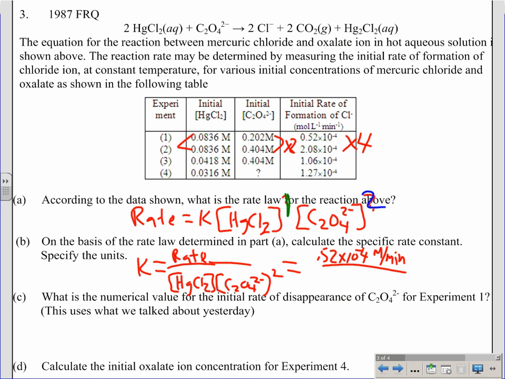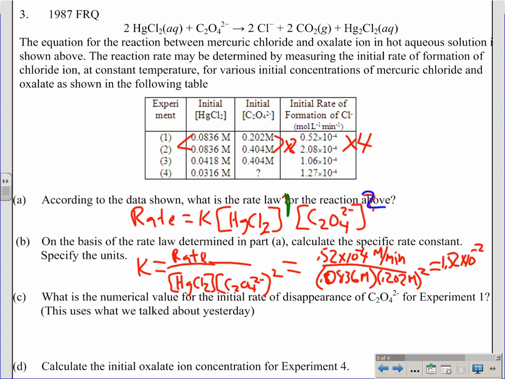And that's going to be over HgCl2, which is 0.0836. And that would be molarity, because it's got brackets. And then that's going to be multiplied times 0.202 molarity squared. And when I plug those into my calculator, my K value is going to end up 1.52 times 10 to the negative second.